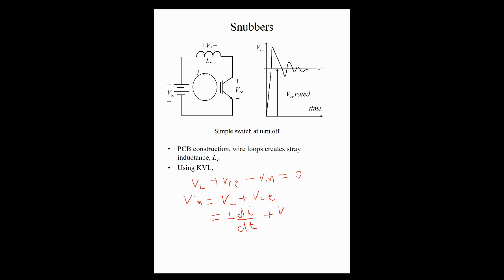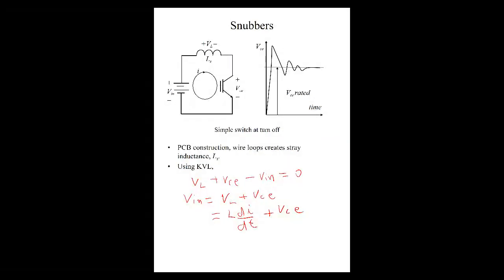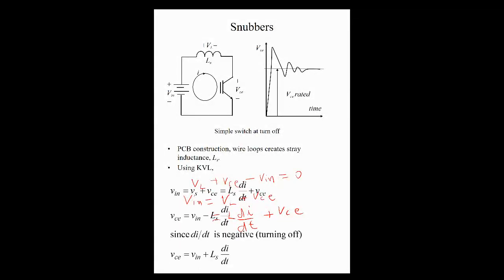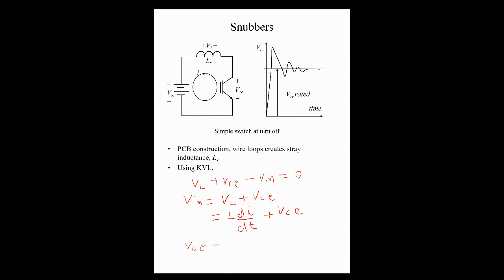Let me see. So we have a plus VCE, but we're interested in knowing how this is going to affect our VCE. So let me just rearrange, get a little space here. Our VCE here would be equal to V in minus L di/dt.